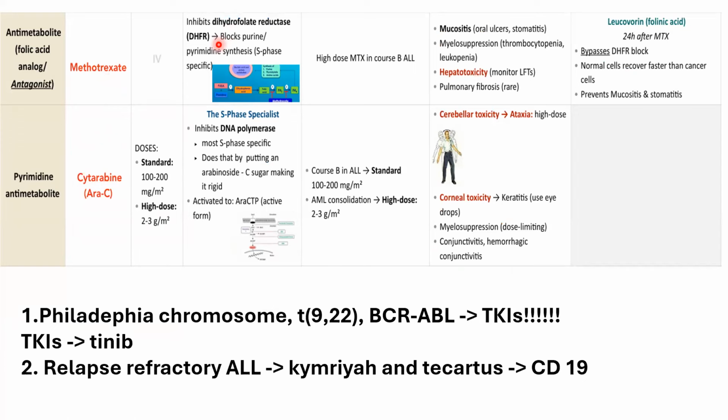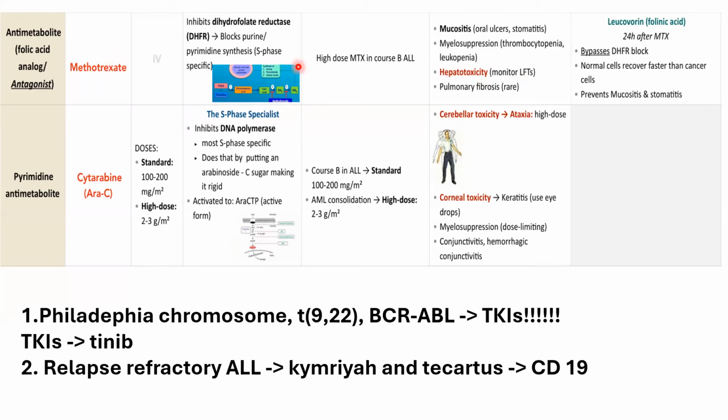DHFR inhibitor, okay? Very easy to remember. Now, if there's one thing you can remember from methotrexate, it's hepatotoxicity and pulmonary fibrosis. So if they give you a question telling you the patient is going to be started on methotrexate, which of the following should be continuously monitored? The answer would be LFTs, okay? Because hepatotoxicity is one of the most prominent adverse effects for methotrexate, okay?